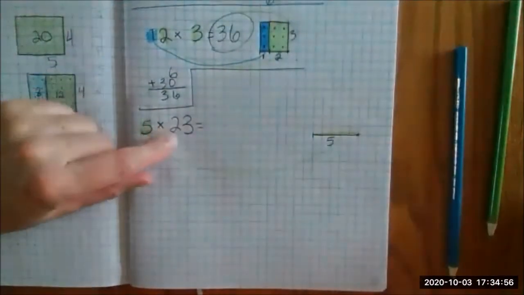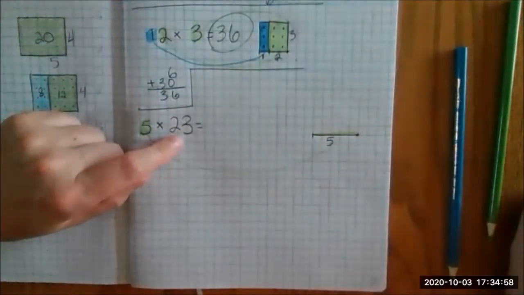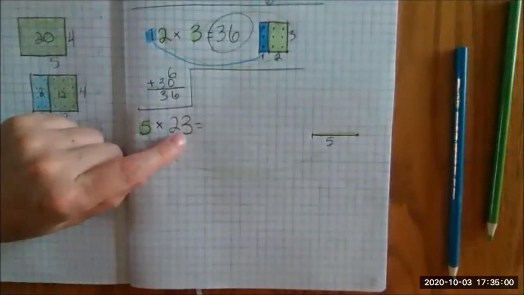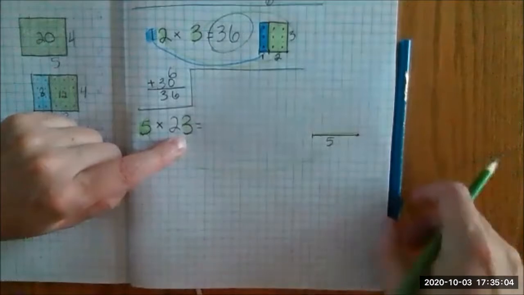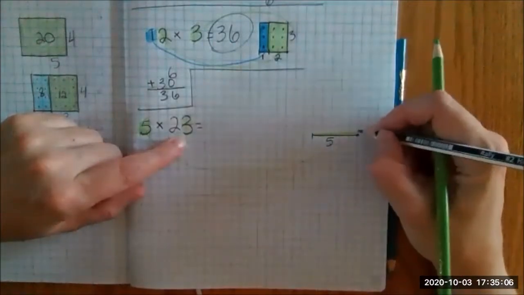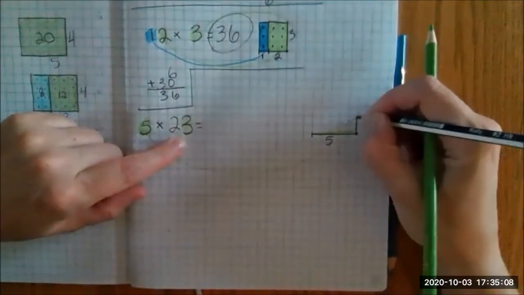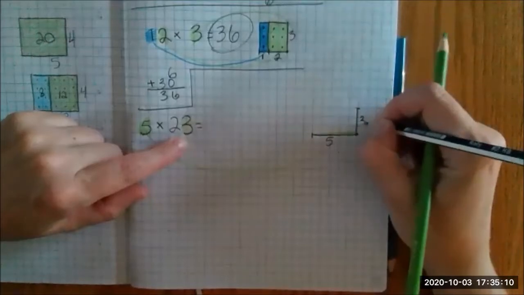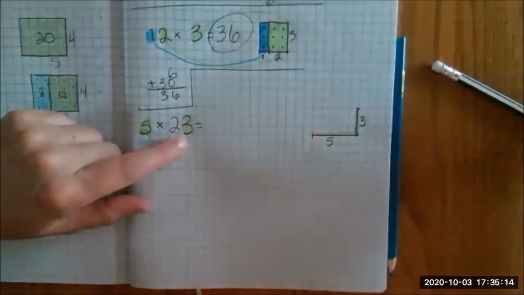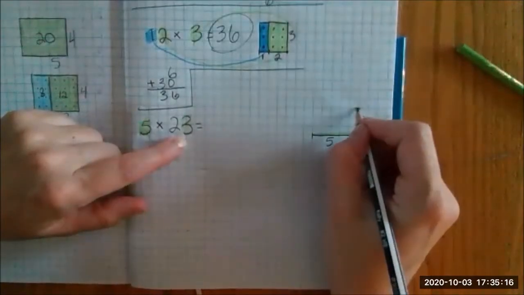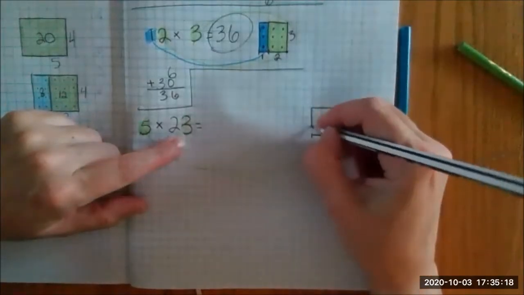Okay, now we're going to look at our multiplier. The second number is our multiplier. The unit of our multiplier is 3. And so we're going to count up 3. 1, 2, 3. And those are units. You can draw your boxes at this point if you want. Those are our units times our units.